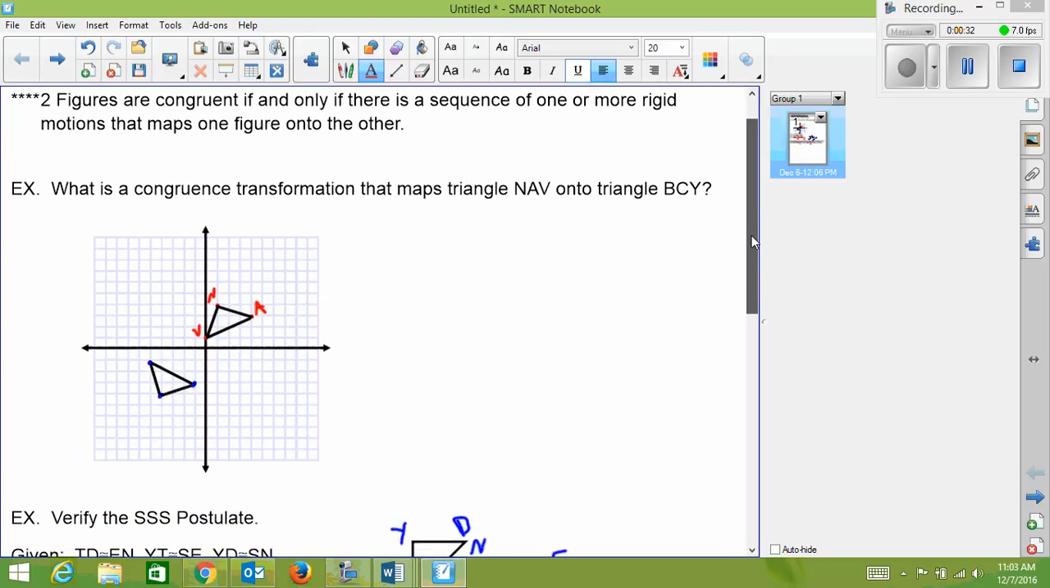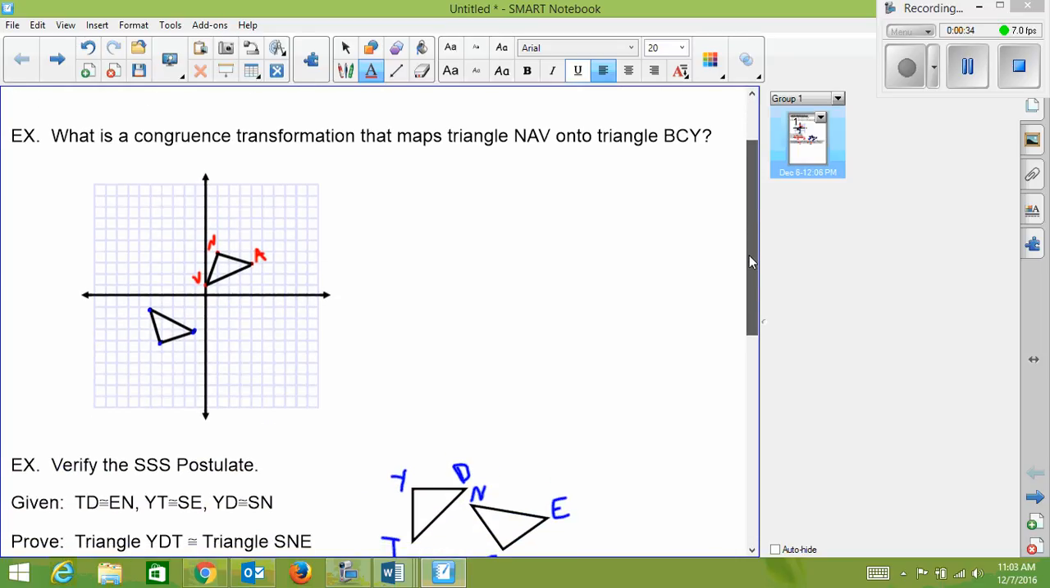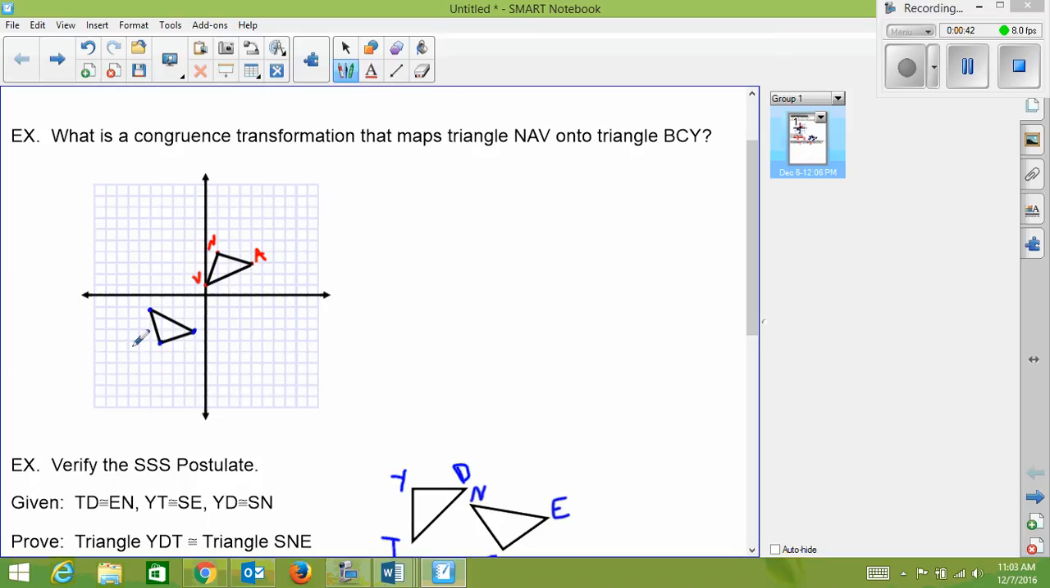So I have an example here. What is a congruence transformation that maps triangle NAV, this original one, onto BCY? Let me label these real quick. This corner down here is B, C, and Y. So you need to figure out how this original triangle moves and ends up over here. You need to figure out what steps it is taking.